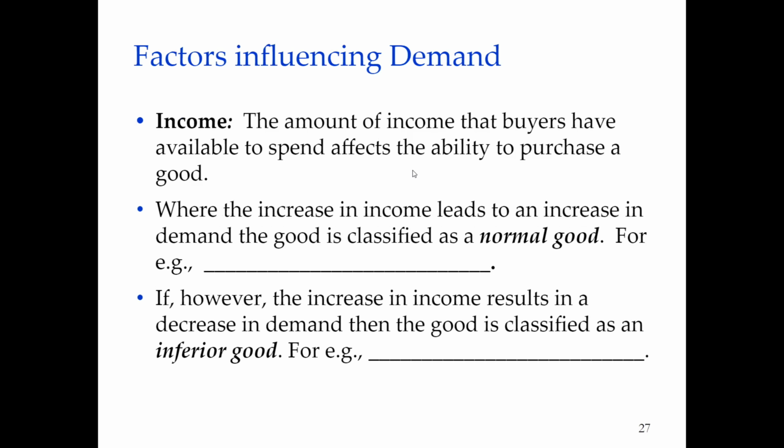Income. This is a factor. The amount of income that buyers have available to spend will affect their ability to purchase a good. Where an increase in income leads to an increase in demand, the good is classified as a normal good, for example, a car. If, however, the increase in income results in a decrease in demand, then the good is classified as inferior, for example, rice.